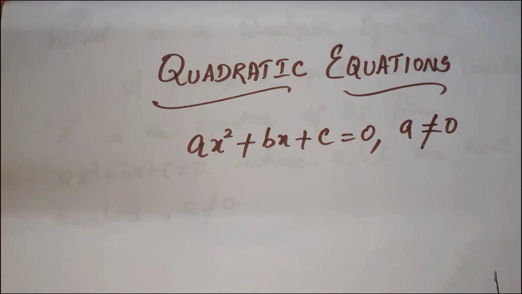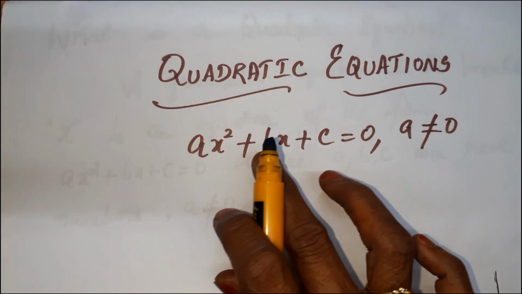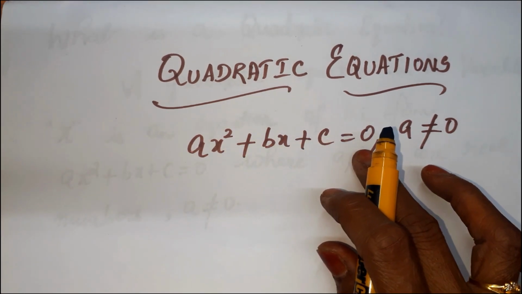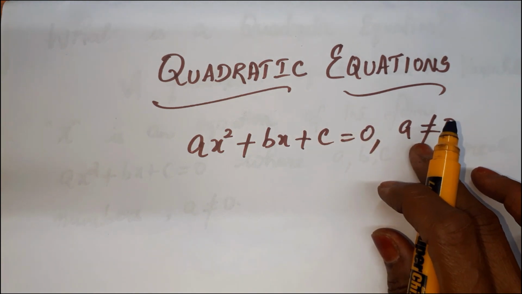Hello students, in this video we are going to see about quadratic equations. The general form of a quadratic equation is ax squared plus bx plus c equal to 0, where a is not equal to 0.